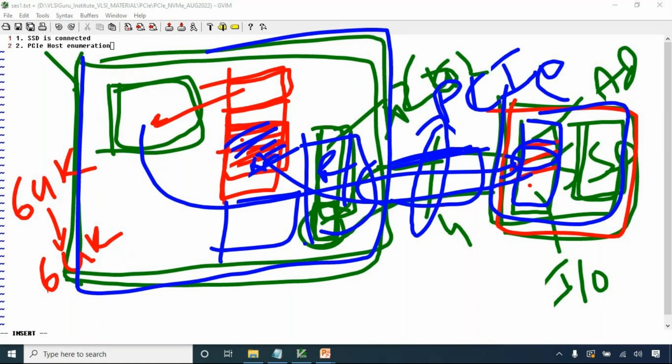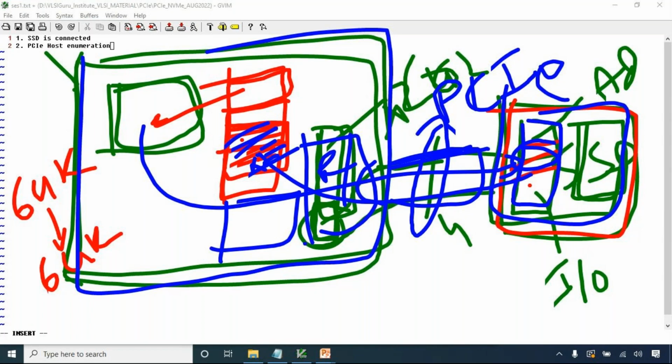My host needs to know about my device. As part of that, what will it do? It will do configuration reads. For that, it will use the PCI Express protocol. There, what is happening is I am issuing a configuration read and getting the completion packet with the data. That is one exchange that is involved.